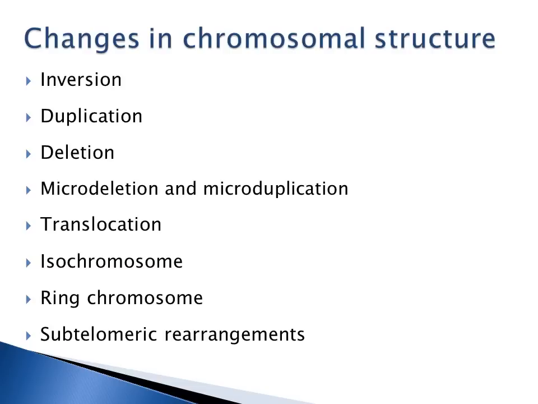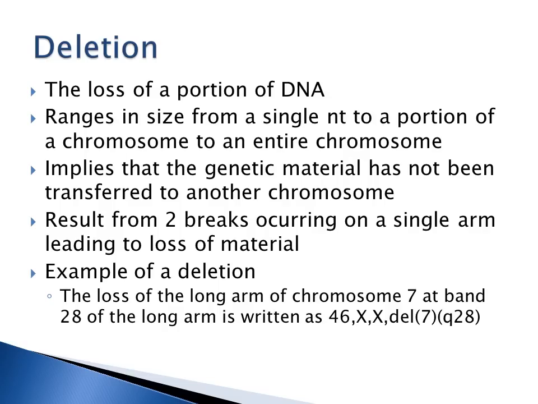The various changes that can occur in the chromosomal structure are inversion, duplication, deletion, microdeletion and microduplication, translocation, isochromosomes, ring chromosomes, and subtelomeric rearrangements. A deletion is a loss of a portion of DNA, and these can range in size from a single nucleotide to a larger portion of a chromosome to an entire chromosome. So the genetic material has not been transferred to another chromosome.